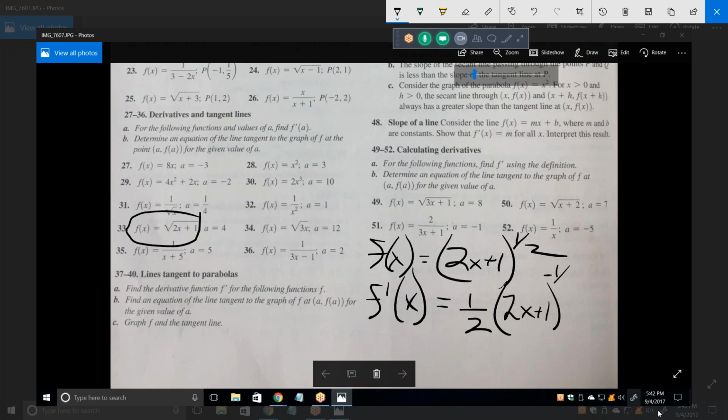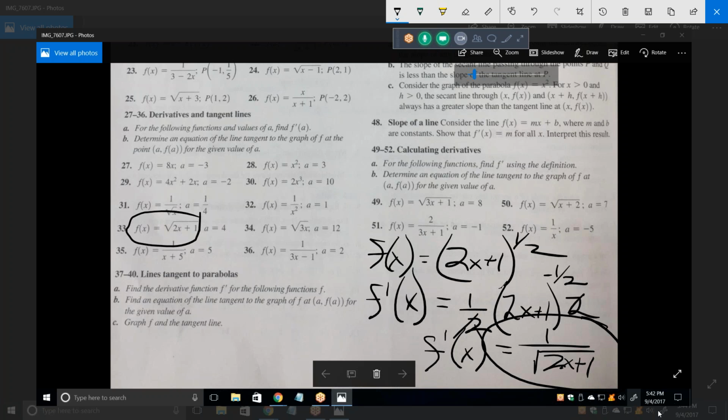Okay. And now, I won't bother explaining it to you yet, but you have to apply the chain rule. So I got to multiply that by the derivative of what's in the parentheses. And the derivative of what's in the parentheses is 2. Okay? So that 2 cancels with that 2, and we're left with f prime of x is 1 over the square root of 2x plus 1. You see how I get that? Yeah. That's what 2x plus 1 to the negative 1/2 is. It's 1 over the square root of 2x plus 1.